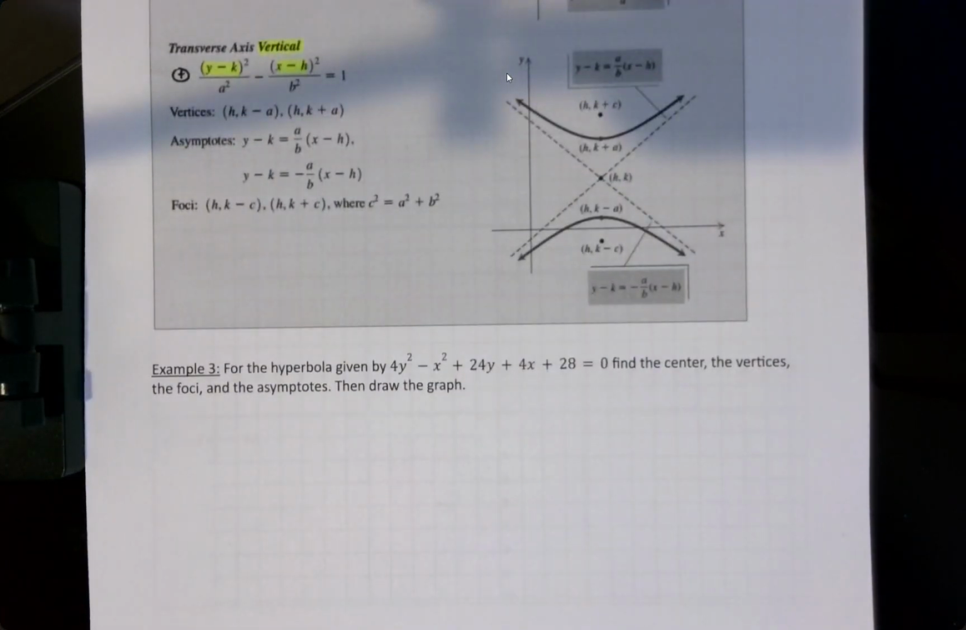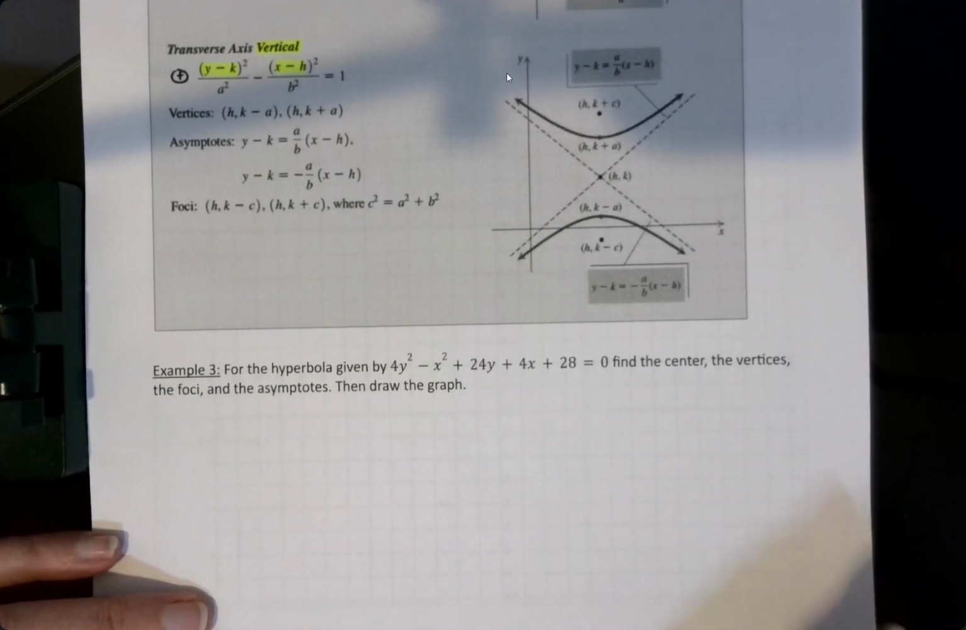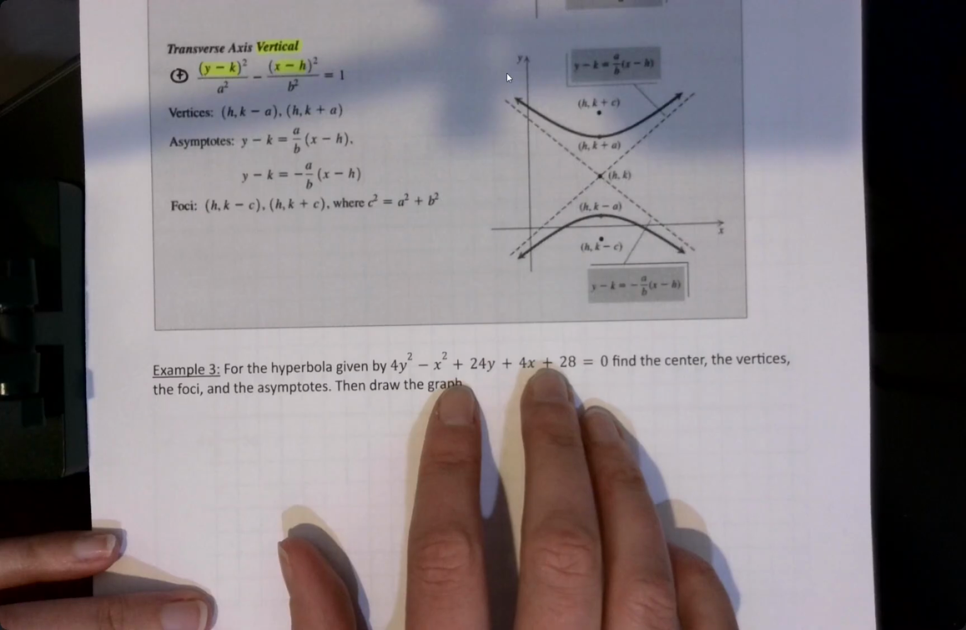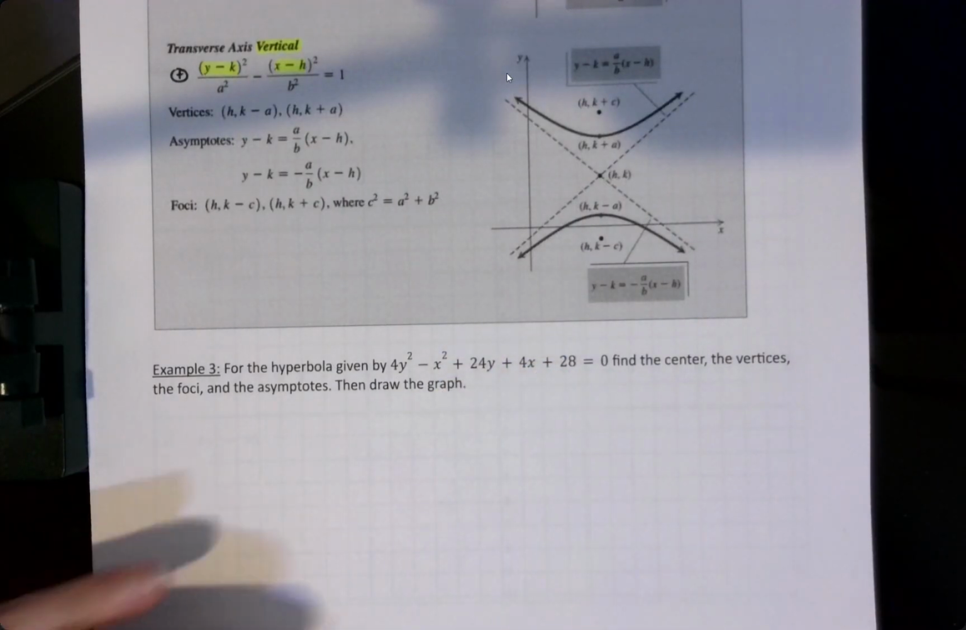Okay. All right. So we've got a graph right here, or an equation right here that we need to graph, find the center, vertices, foci, and asymptotes. So we're going to do some of our work on this page. It's going to continue on to the back.